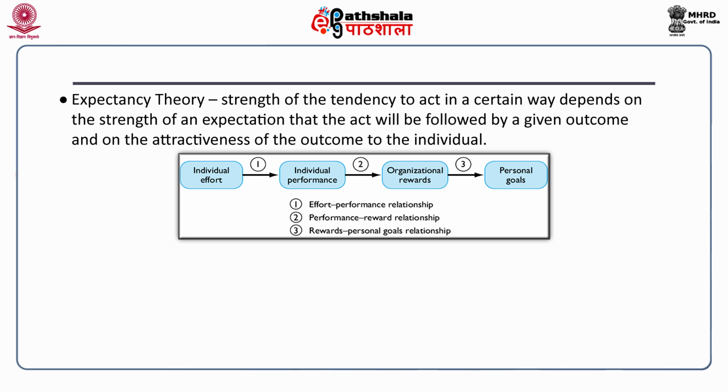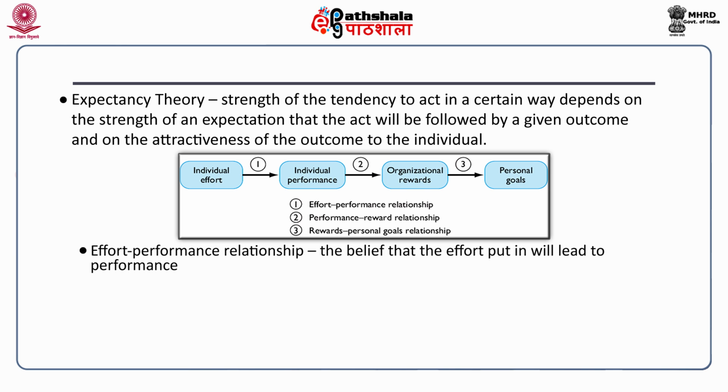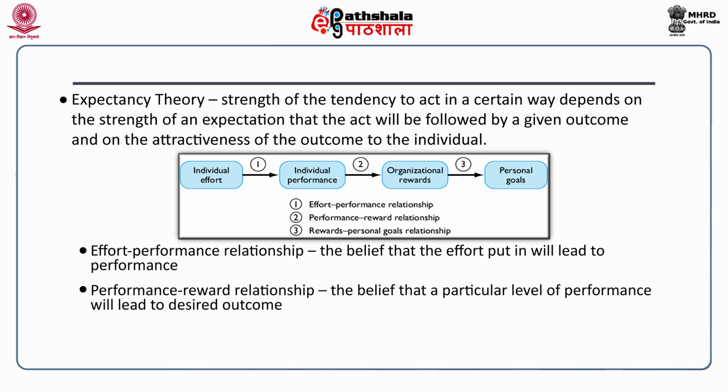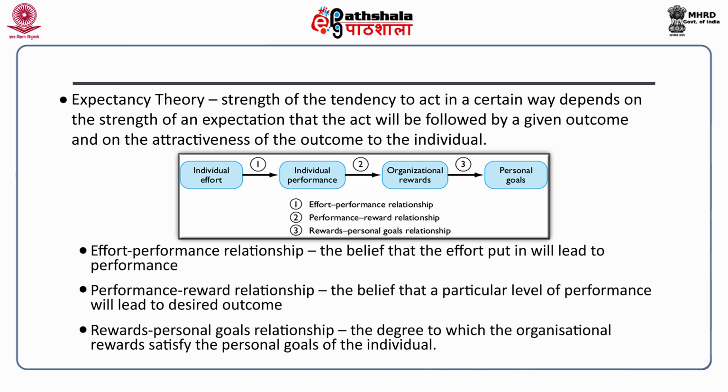Here, there are 3 steps in understanding individual effort to individual performance, individual performance to organizational rewards, and the rewards to the personal goal. The first step is effort performance relationship, the belief that the effort put in will lead to performance. Second, performance reward relationship, the belief that a particular level of performance will lead to desired outcome. The third, that is reward personal goals relationship, is the degree to which the organization's rewards satisfy the personal goals of the individual.